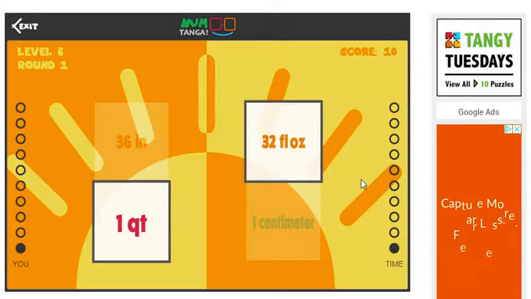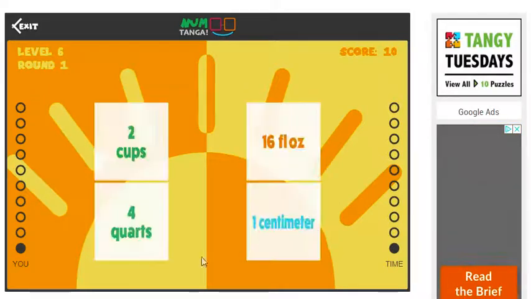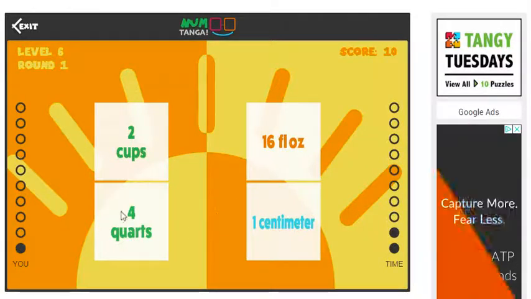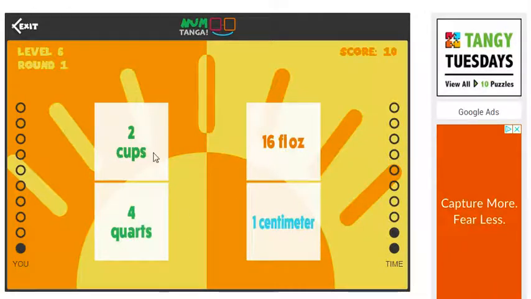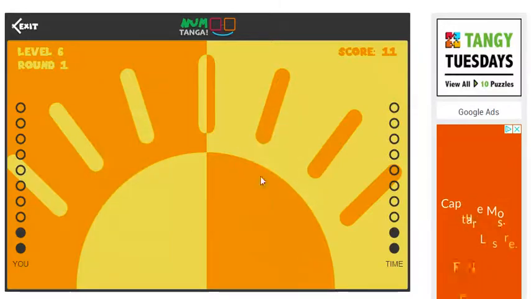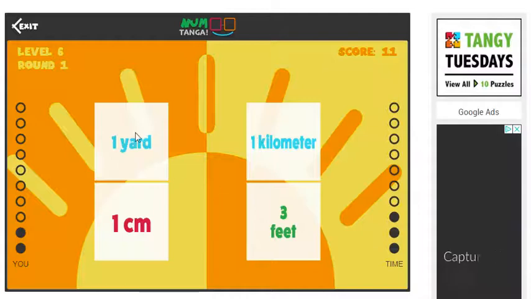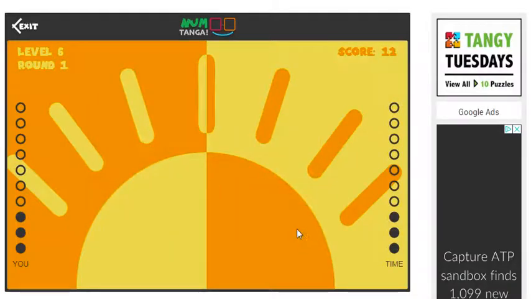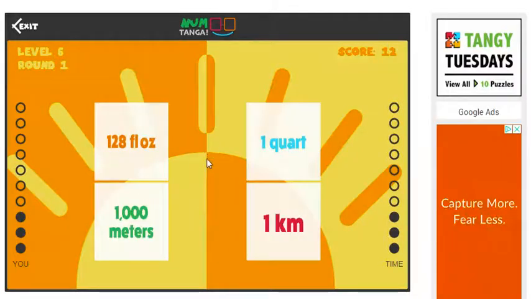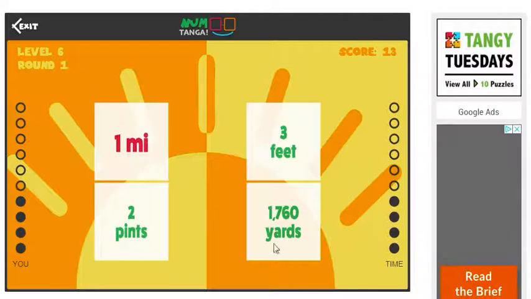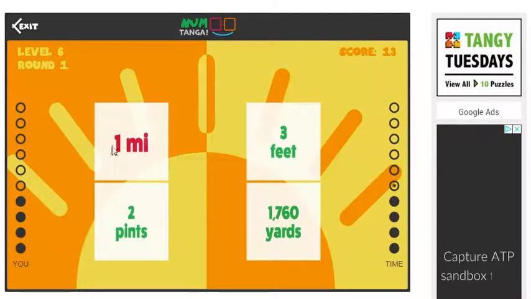So 1 quart is the same as 32 fluid ounces. Or we can see that we have 2 cups, 4 quarts, 16 fluid ounces. So if we noticed earlier that the 4 quarts was 32 fluid ounces, we can use that to answer 2 quarts is the 16 fluid ounces. So 1 yard is equal to 3 feet. We keep looking here. I like this because now we're showing meters to kilometers. So this is great practice for students. So we're going to see if we can kind of work this one out to get to the end here.